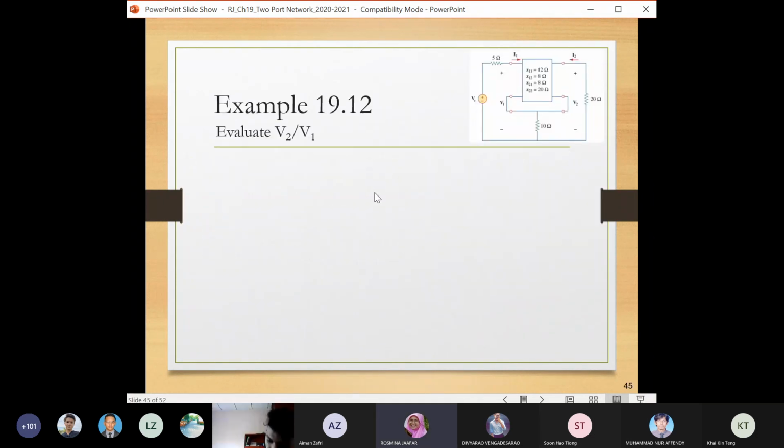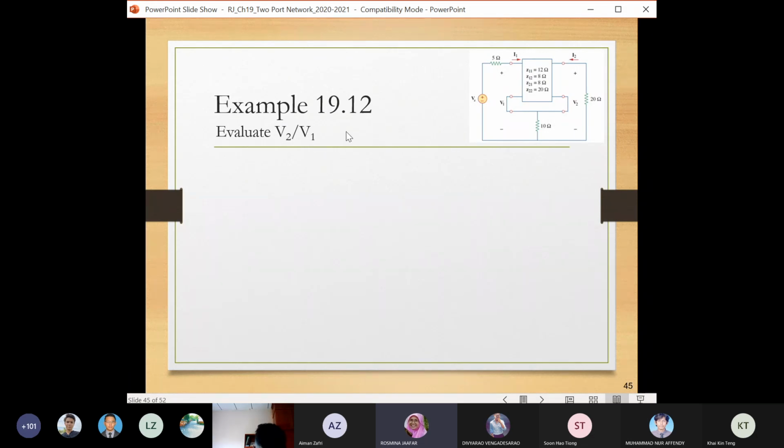Okay, example. In this example, you are given two networks. For the first network, you are given the parameters. For the second network, you have the resistors, so you have to obtain the second network's parameters. You are given Vs as the V-in, or V1, and the output is measured across this 20 ohm resistor. So you have I1, I2. The question asks you to evaluate V2 over V1.